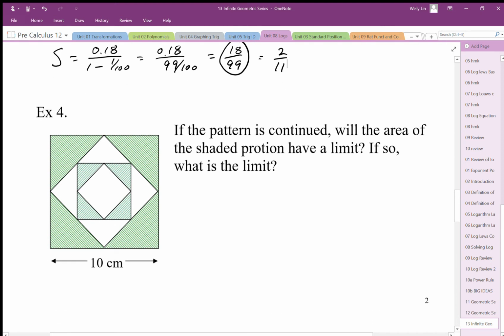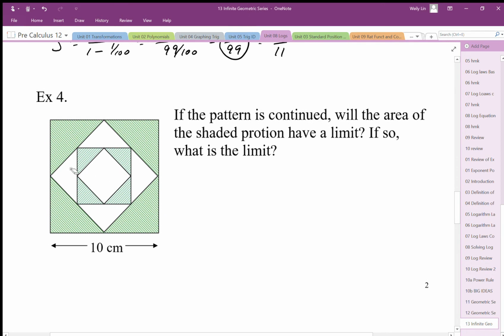So this is some pattern. If I just start shading from the outside in, notice that there is a natural limit to this, isn't there? I'm going to shade in there, etc. And I go in. The total area is 100 centimeters squared, and there's no way I can go beyond 100 because I can't color outside that box. So what's the limit of this?